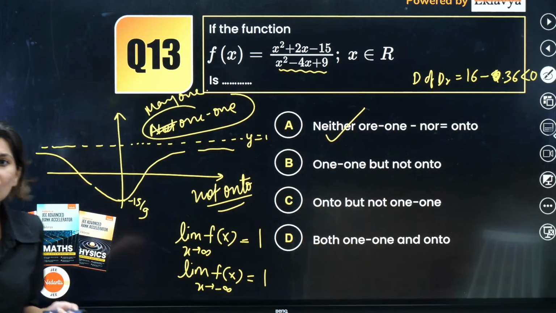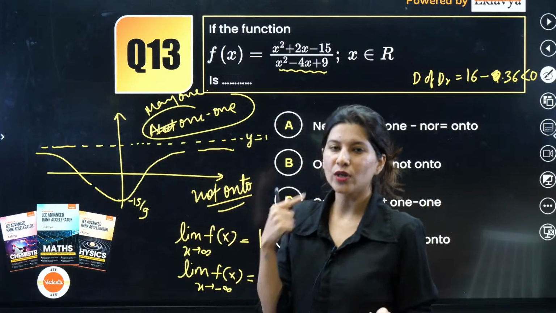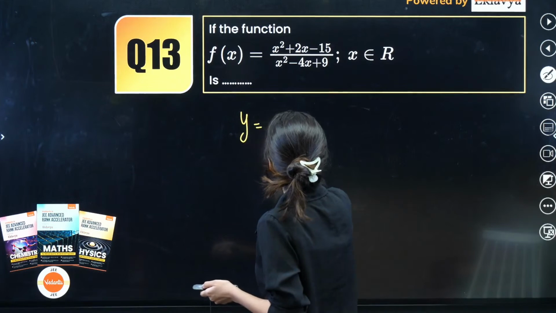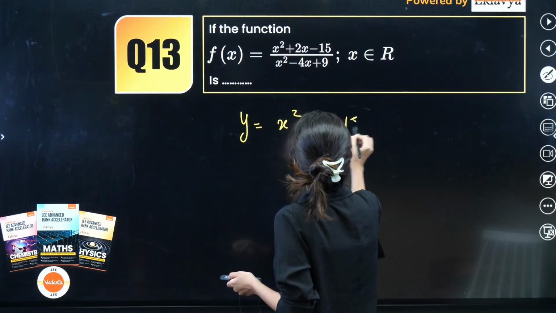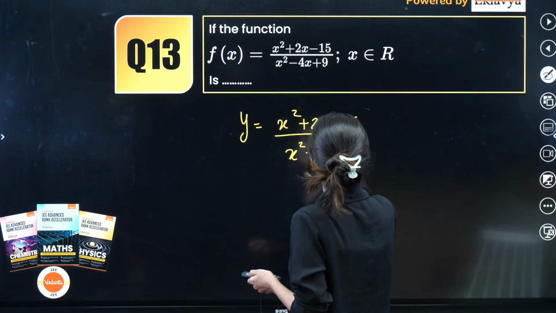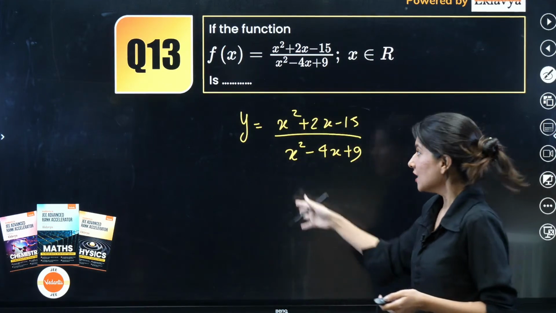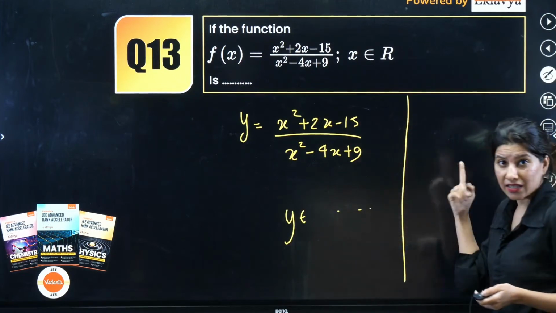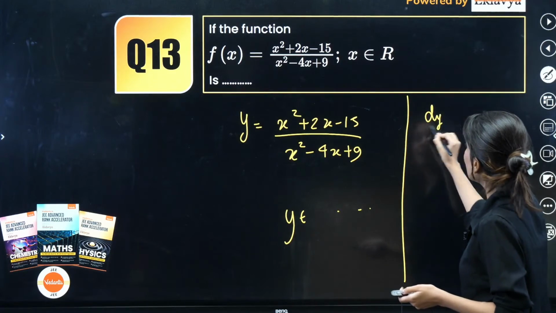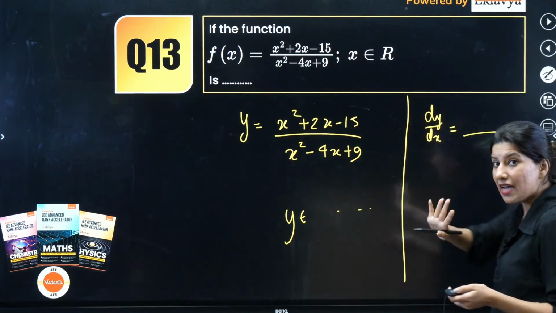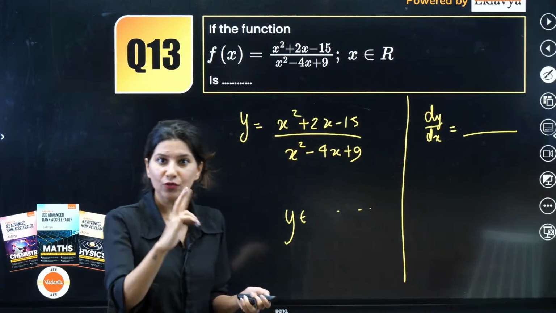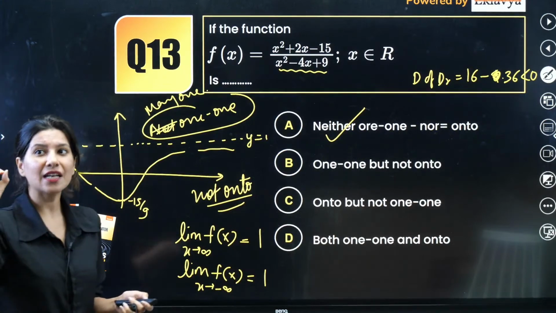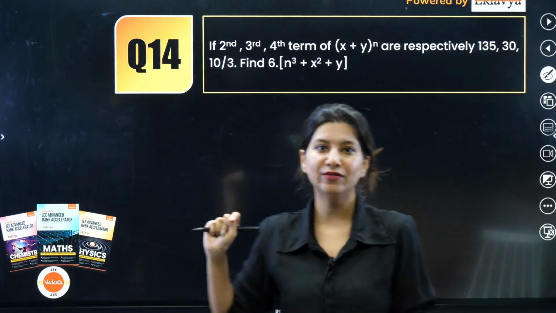Alright, so I guess one more method, if this method doesn't click for you. The lengthier method is this: y equals x square plus 2x minus 15 upon x square minus 4x plus 9. Lengthier method, I won't recommend. Just multiply it with y and calculate the value of y. Another thing is you have to differentiate dy by dx and check whether your function is absolutely positive or negative to get whether it is one-one or not. But yes, this method is an absolutely killer method, wherein you don't have to do anything about it.